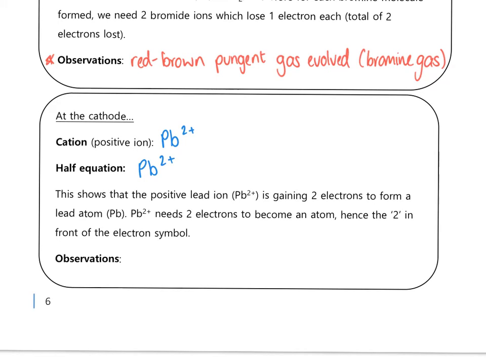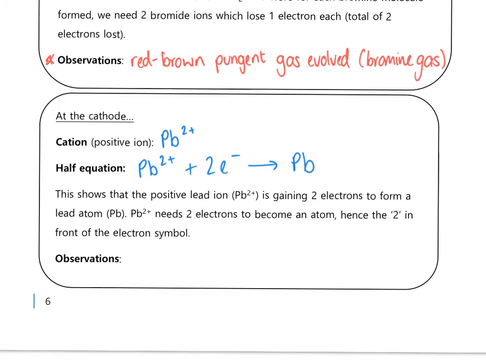Well, because it's Pb2+, that means it has 2 more protons than electrons. Or you can think of it as 2 less electrons than protons. And so I need to gain 2 to get it back to an atom. And that is our half equation for the cathode complete. It's just a lead ion gaining 2 electrons and becoming a lead atom.